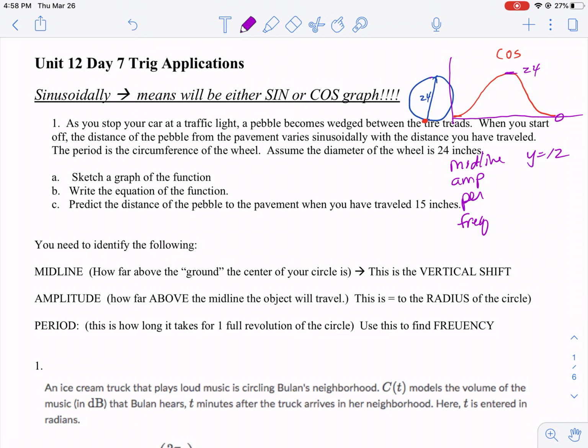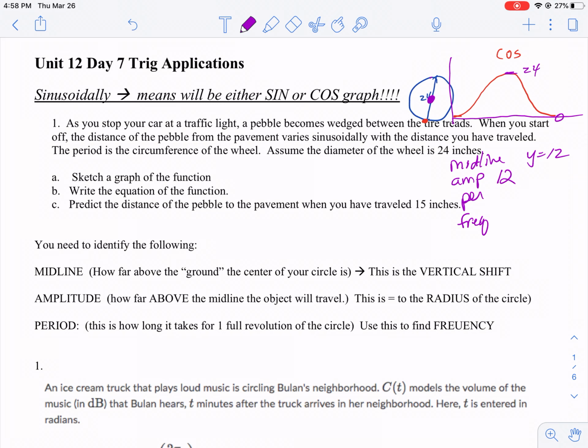Now think about it. What does that 12, that midline, actually mean in reference to the tire? Well, if you go up 12 from where that pebble is, you have the exact center of your tire. So the midline, the vertical shift, also represents the center of whatever circular object you are dealing with inside the question. All right, amplitude. Amplitude is how high it goes above the midline. Well, if the midline's at 12 and the highest point's 24, your amplitude then is 12.